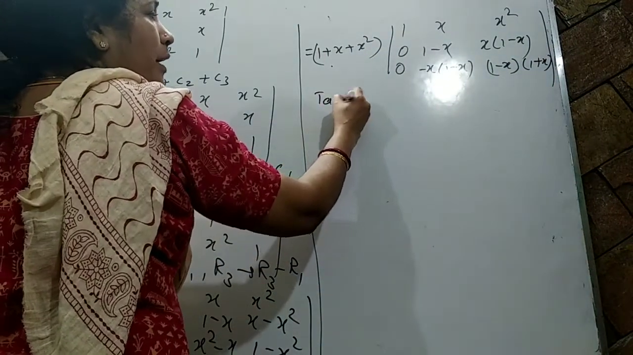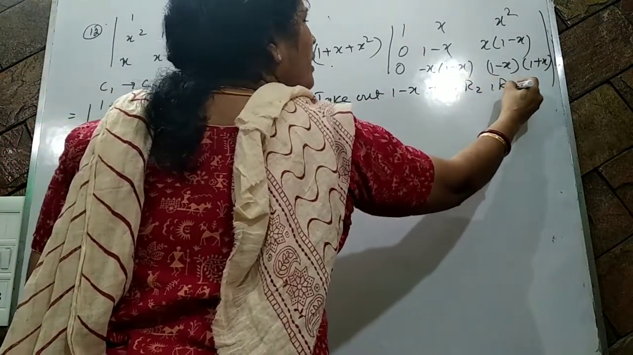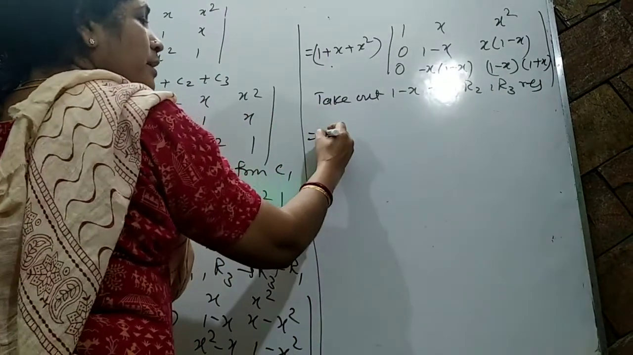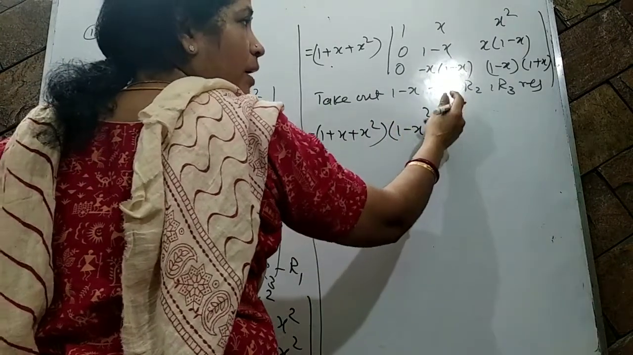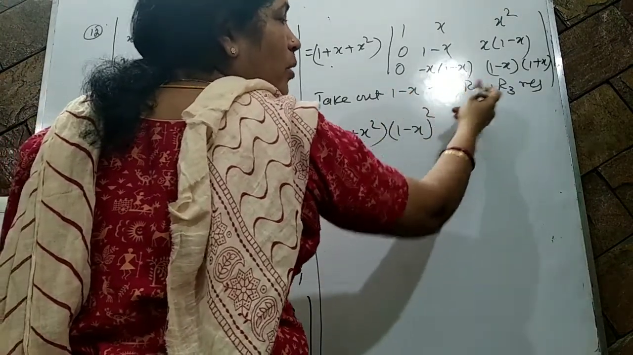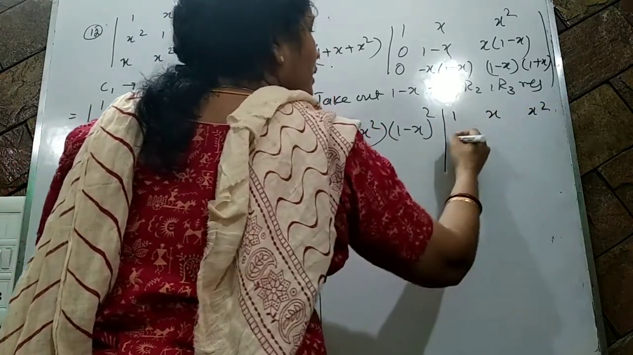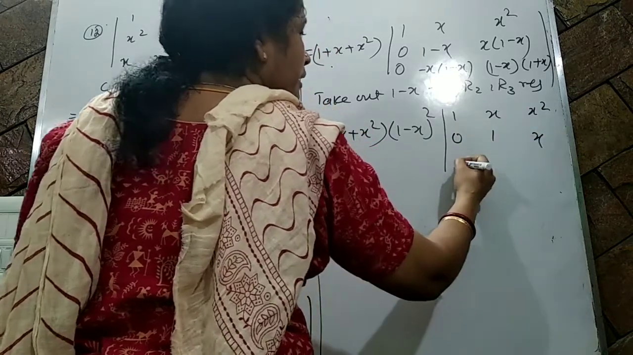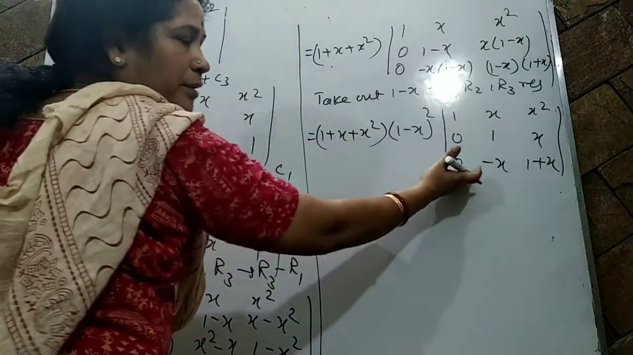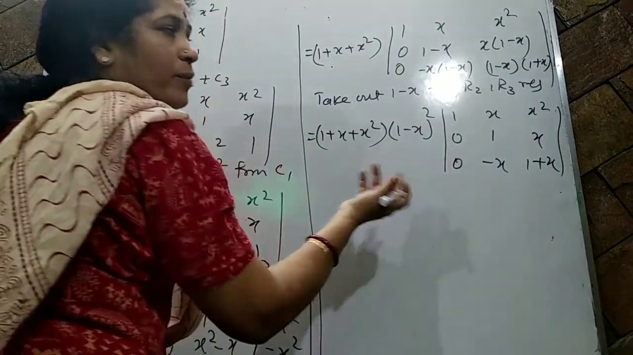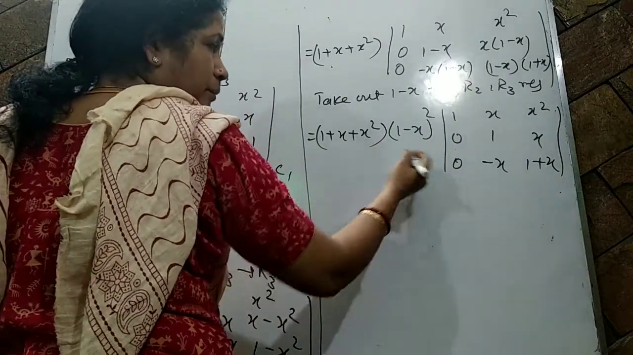Now take out what is common. Take out 1 minus x from R2 and R3 respectively. If I take it out, that is equal to 1 plus x square into (1 minus x) whole square. I am taking out 1 minus x from R2 and R3. That's why I have written whole square. Now 1 x square, then 0, 1, then x, and then 0 minus x, then 1 plus x. Now you can open, you brought the determinant into simplest form, and since we have 0s we can open using C1. Along C1 I am opening the determinant.